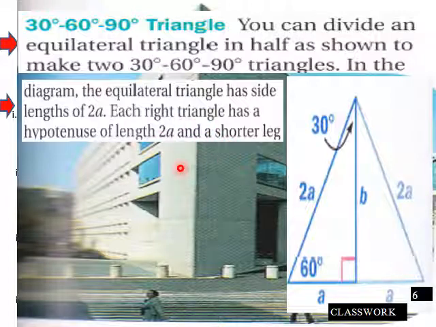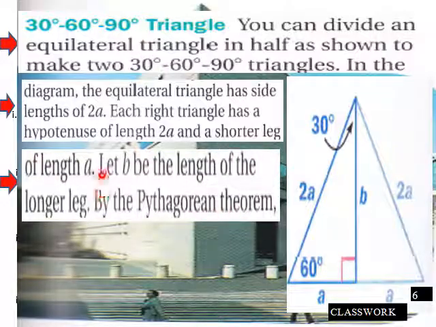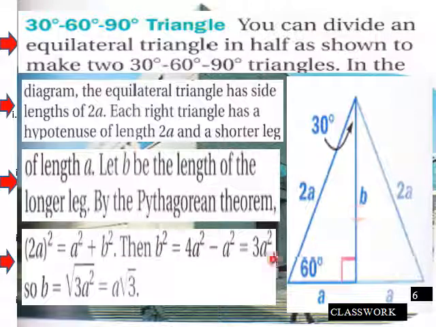Each right triangle has a hypotenuse of 2a. This would be the hypotenuse of this triangle here. This is a 90 on this side too. So let b be the length of the longer leg. This is the longer leg, or the height actually of this. The whole triangle is called an isosceles. We won't get into that now. So 2a, by using elimination here, is our hypotenuse here.